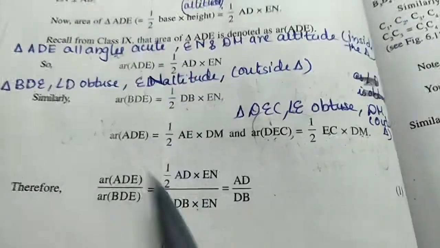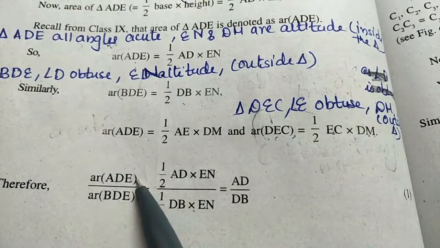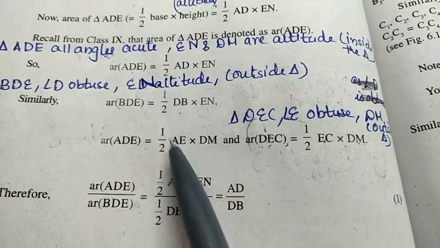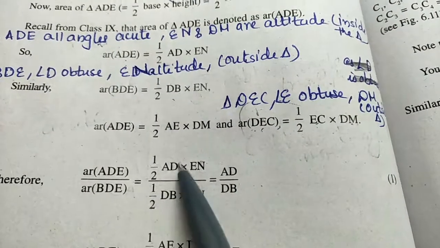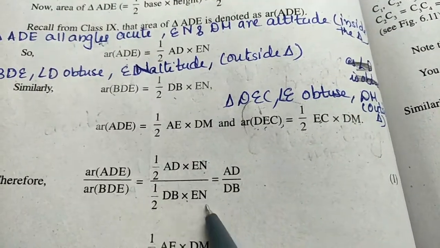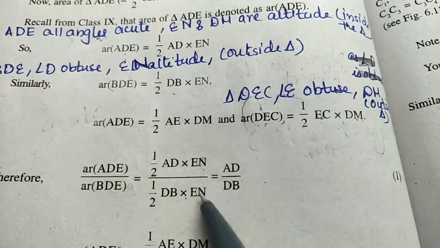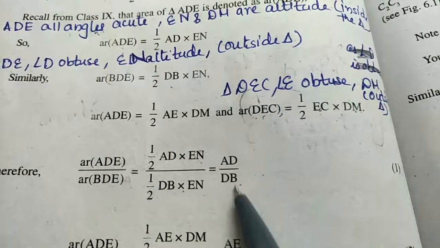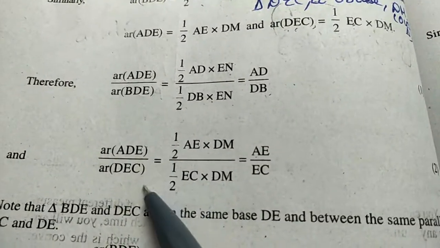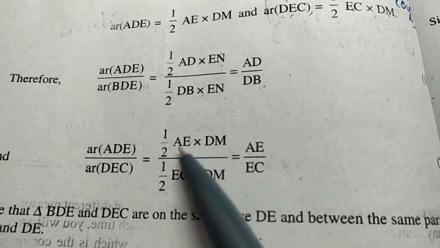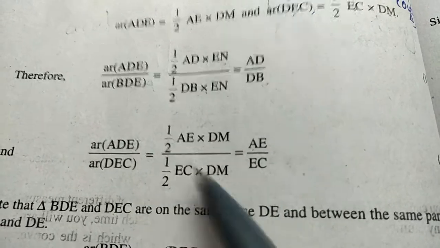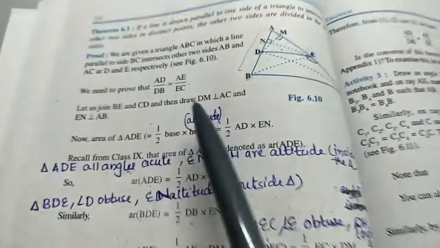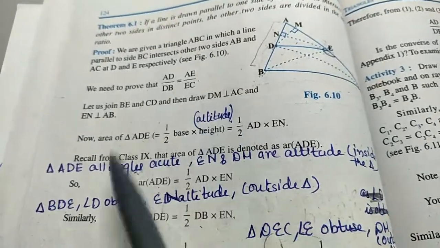Now if I put triangle ADE upon BDE, that is this triangle upon this triangle, I'll get half AD into EN upon half DB into EN, and EN will get cancelled, and the half will get cancelled. So you'll have AD upon DB. Similarly, for ADE upon DEC, again DM will get cancelled, half will get cancelled, so AE upon EC. So that is what we have to prove, and it is proved.